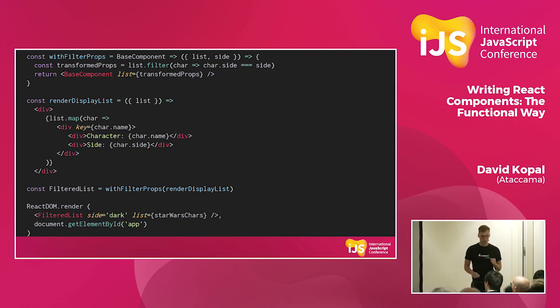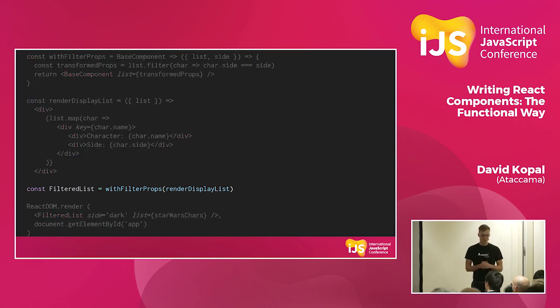So let's take a look at how the filtered list, our component, is created. First, we pass render display list, our presentational component, to with filter props. We can check the with filter props. With filter props is waiting for the component. That's the render display list, and we get back a functional component waiting for the site and list props. So we then store this new component inside filtered list, and then we just render it and pass it the props, the site and list props.